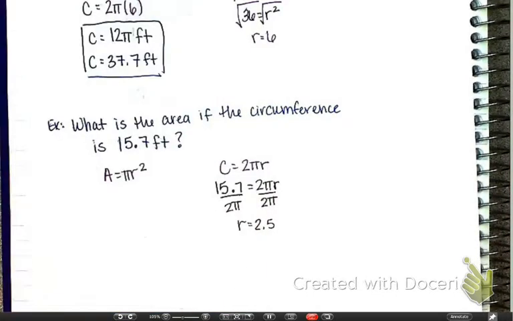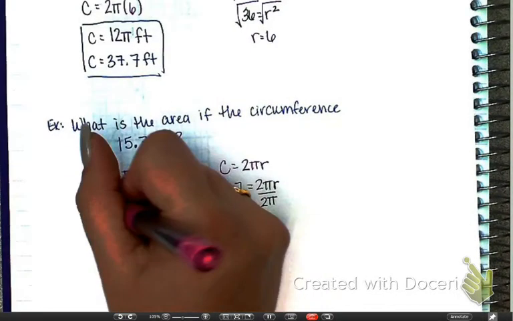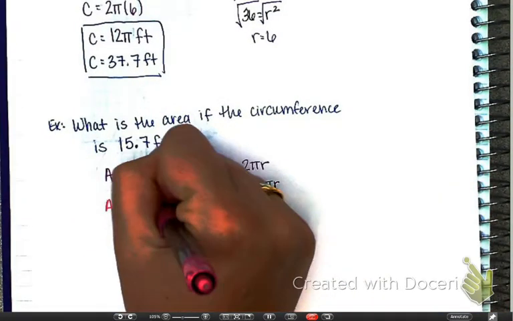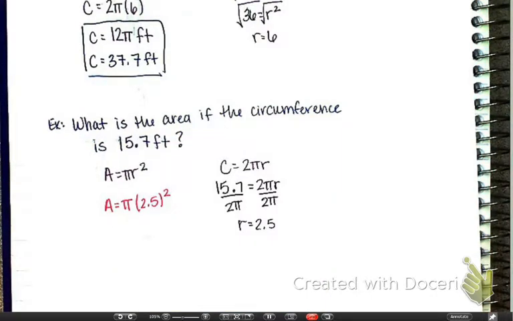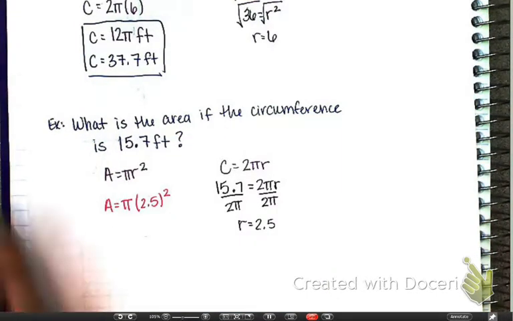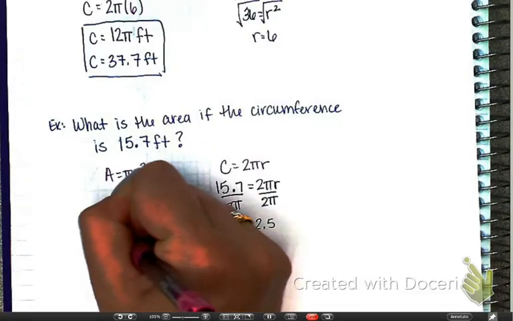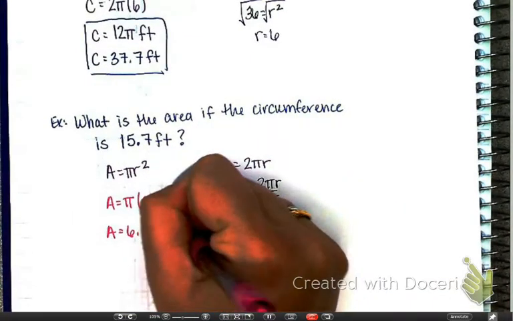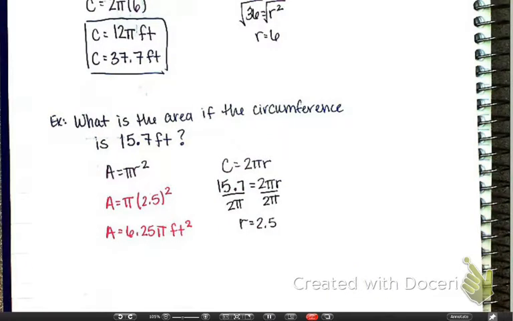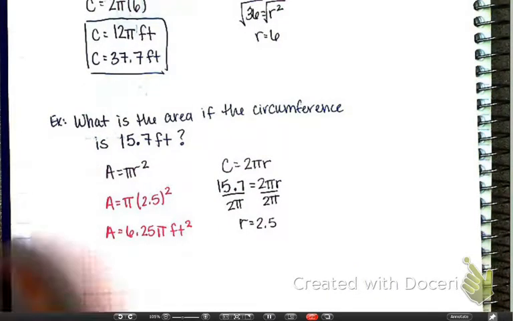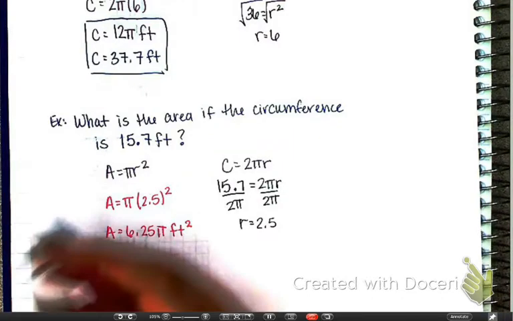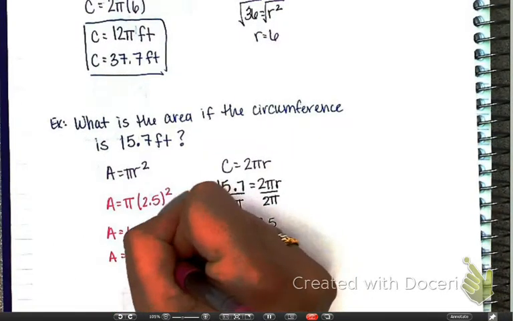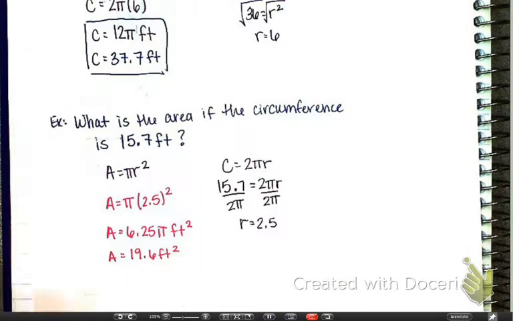All right, now that I know the radius, I can go back and find my area. Pi times 2.5 squared. What's 2.5 squared? 6.25. We'll leave it like that. So 6.25 pi feet squared is your exact answer. And what's 6.25 times pi? 19.6 feet squared is your rounded answer.